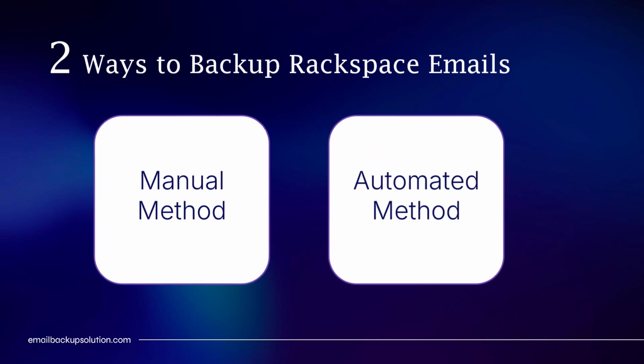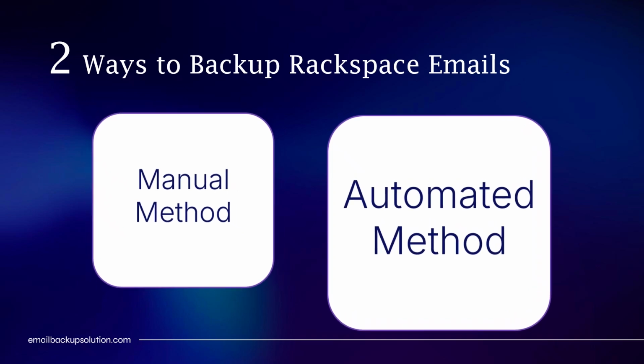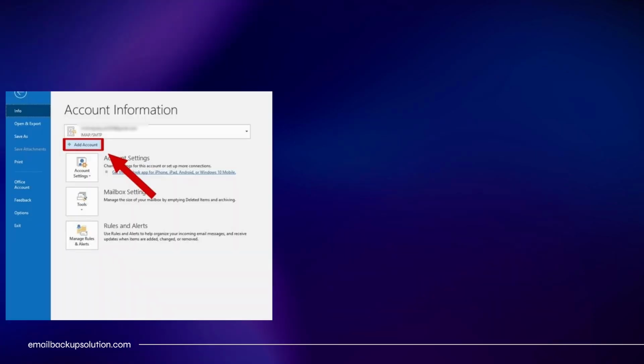There are two common ways to back up Rackspace emails: the manual method using an email client, and the automated method using a dedicated backup tool. In the manual approach, configure your Rackspace email account in an email client using IMAP.